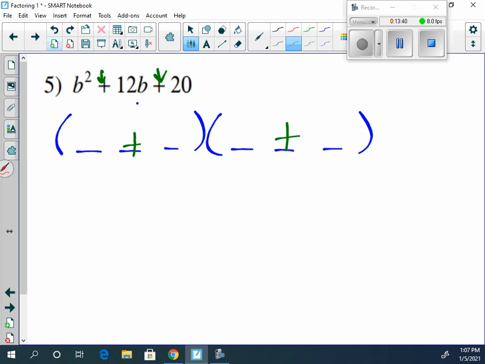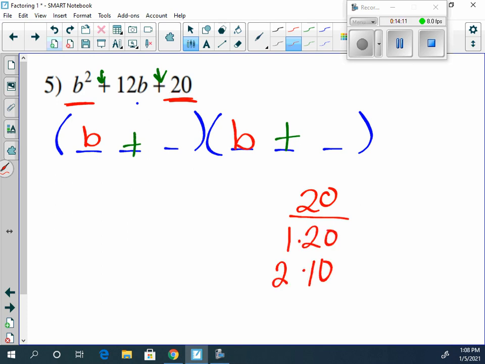Step number 4 was to find the factors of the first and third term. Well, the factors of b squared. Well, what multiplies together to give me b squared? b and b. And when there's only one set of factors, we'll just go on and plug them in, b and b. Now we need to find the factors of 20. We have 1 and 20, 2 and 10. 3 doesn't go into 20, but 4 and 5 does.